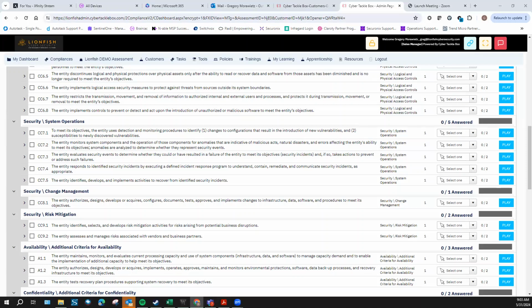The entity monitors system components and the operation of those components for anomalies that are indicative of malicious acts, natural disasters, and errors affecting the entity's ability to meet its objectives. Anomalies are analyzed to determine whether they represent security events. So you're going to monitor your environment physically and with your RMM tool.